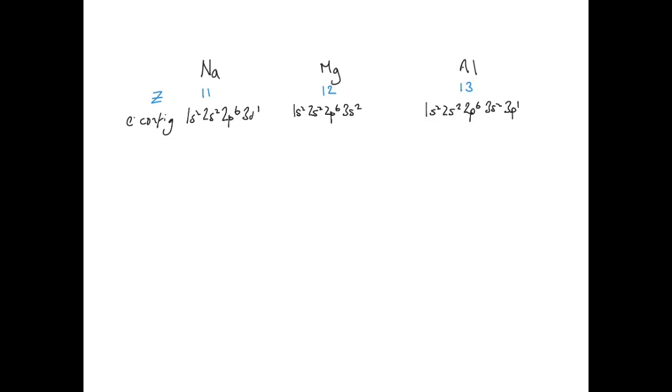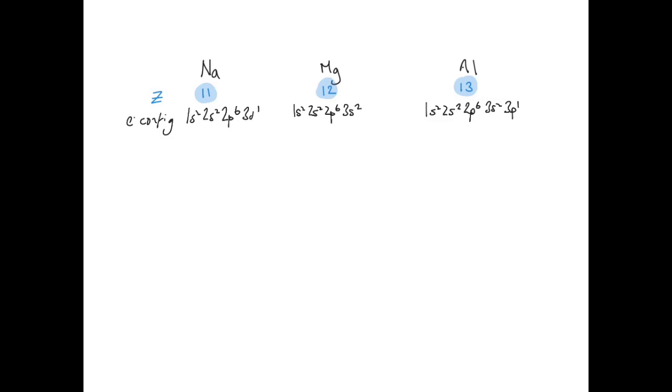Okay, so there are three things that we need to think about when we are trying to understand effective nuclear charge. The first of which is going to be the nuclear charge itself. So let's look at this. The nuclear charge of sodium is 11. The nuclear charge of magnesium is 12. And the nuclear charge of aluminium is 13. Simply the number of protons in the nucleus.